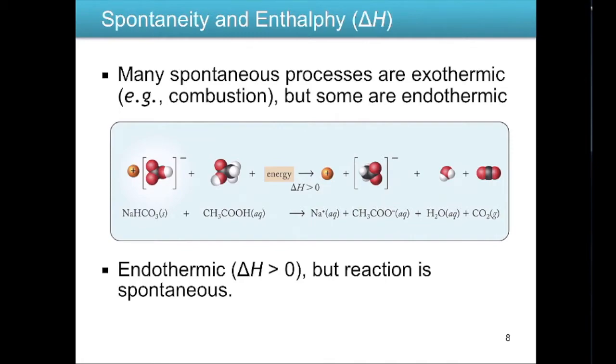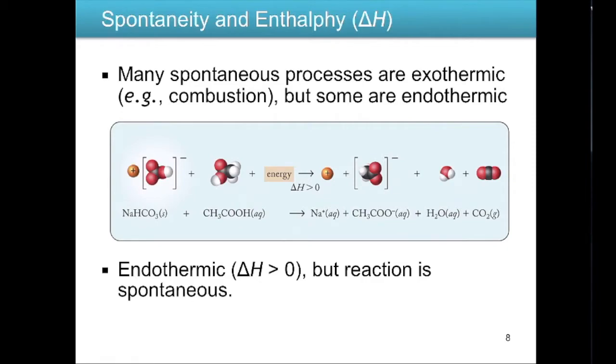So let's look at one thermodynamic property that you learned about in General Chemistry 1, and that is enthalpy or delta H. So it's true that many spontaneous processes are exothermic, right? So an exothermic reaction meaning that the delta H of that reaction is negative. So for example, combustion reactions are very exothermic and they are spontaneous processes. All you have to do is supply some heat, maybe in the form of a spark, and that reaction will continue on its own. But not all spontaneous reactions are exothermic.